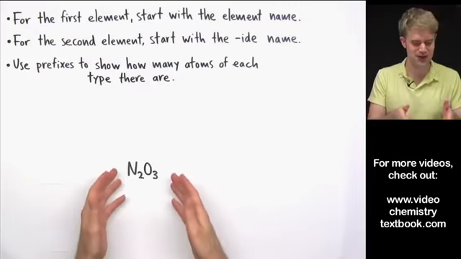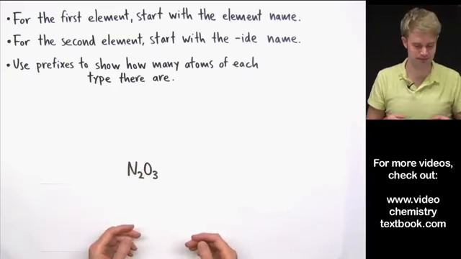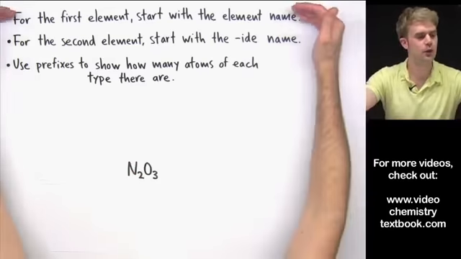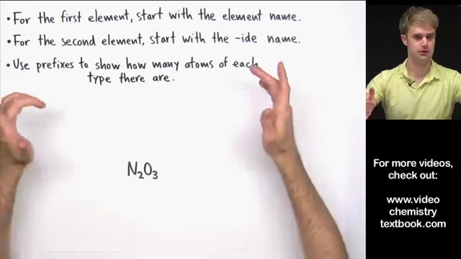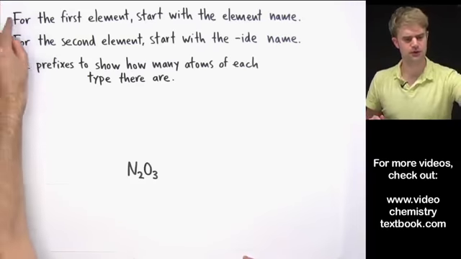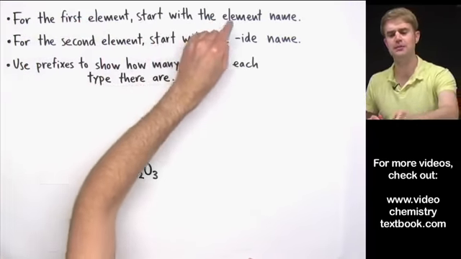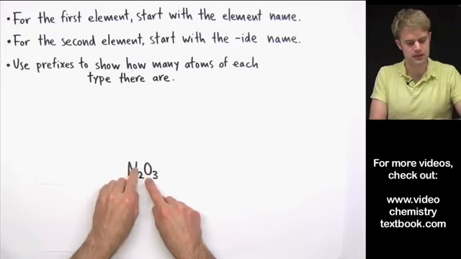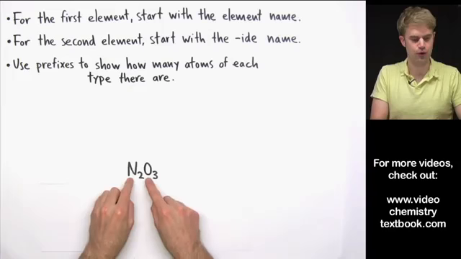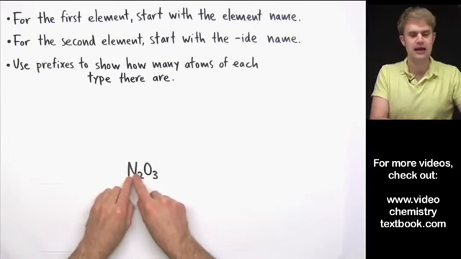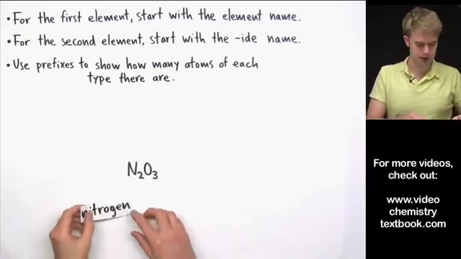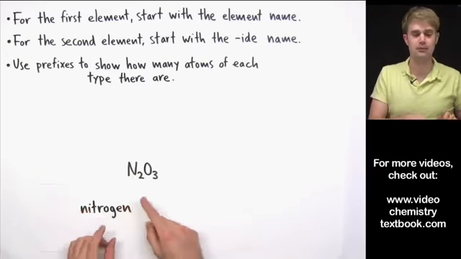Okay, here's our first chemical formula, N2O3. It's made of two nonmetals. We're going to write a name for it following these steps. The first step says for the first element, start with the element name. When I'm talking about the first element, I'm talking about the order that these elements are in the chemical formula. So the first element here is nitrogen, N. So I'm going to put nitrogen down. That's the element name here.